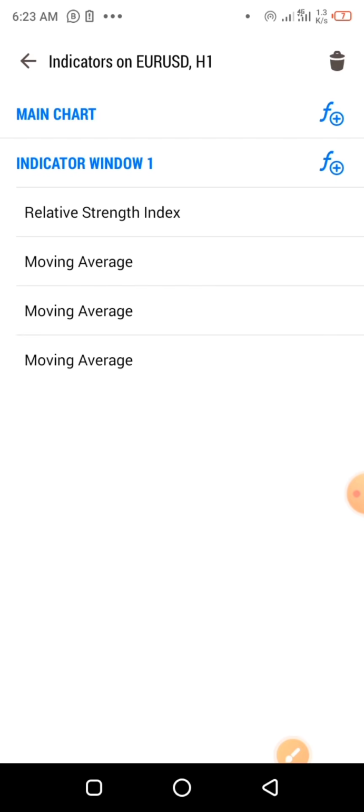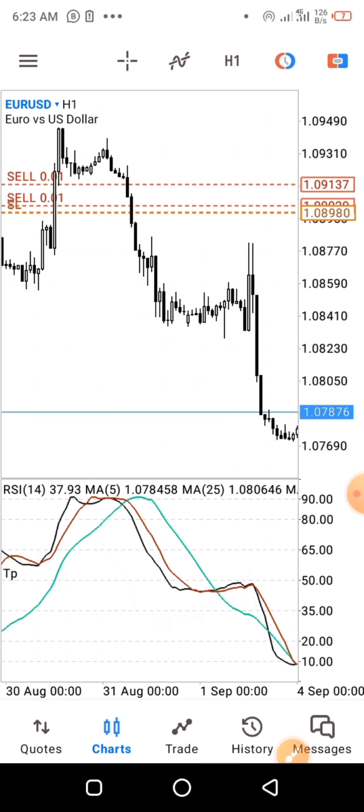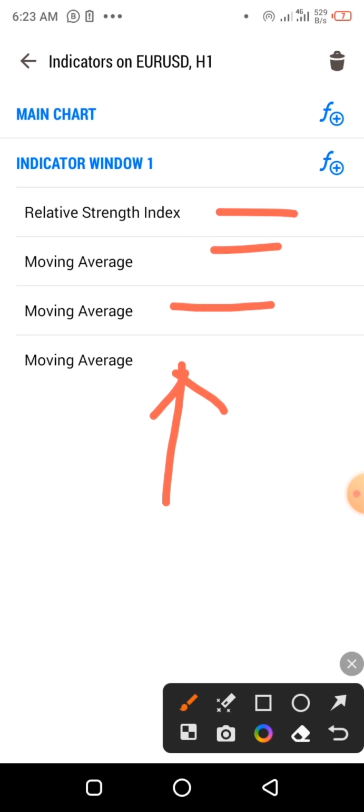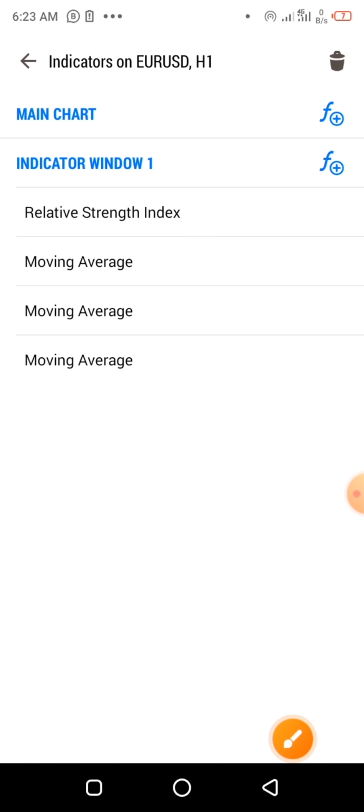When you click done, you now have 2 moving averages. Okay, so you have this, you have this, you have this, and this is the last moving average that we're going to be adding to our chart.